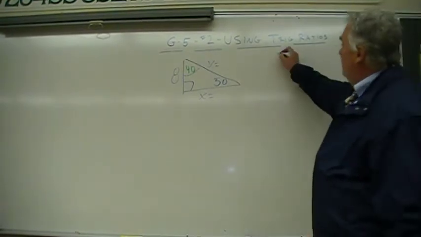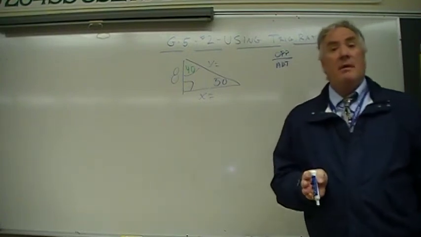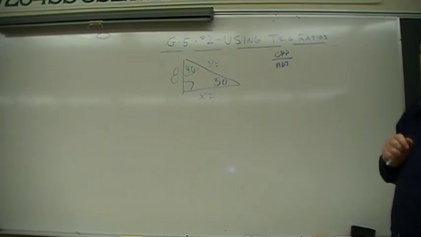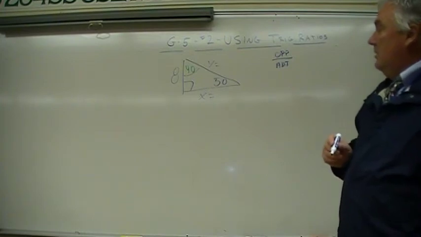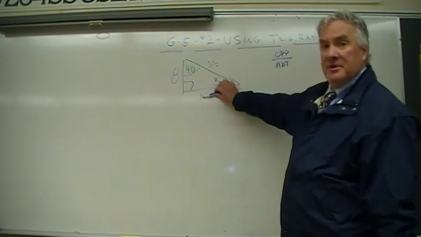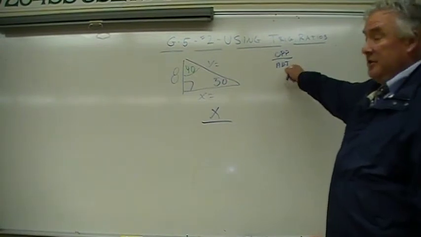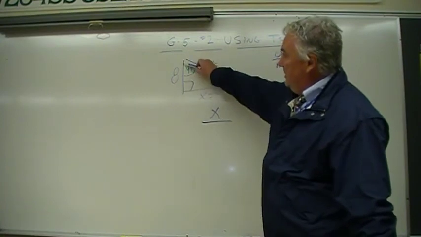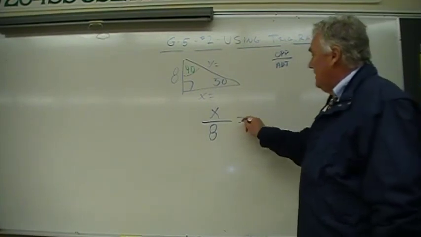Which ratio deals with opposite and adjacent? You can look above in your notes that I just erased, but you still have them on your paper. Opposite and adjacent, that's your tangent ratio. Tangent. So the ratio is opposite over adjacent. What's the value of our opposite? We don't know. That's our x. What's the value of our adjacent? Well, here's our identifying angle. Here's our adjacent side, 8.